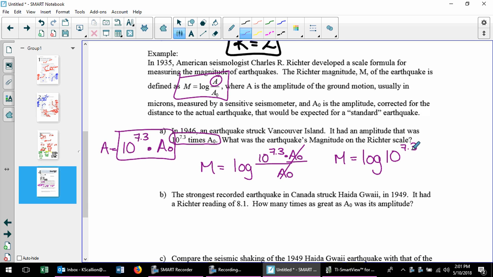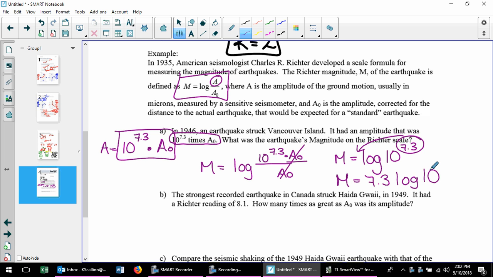Holy Hannah, we have exponents inside logarithms. Does anybody feel uncomfortable about that? Yes. Okay, so we're doing a little bit of laws before we start. In this case, if your argument has an exponent on it, what happens to that exponent is it moves to the front. Remember? So m is equal to 7.3 log, argument 10. There's something else you can do here.